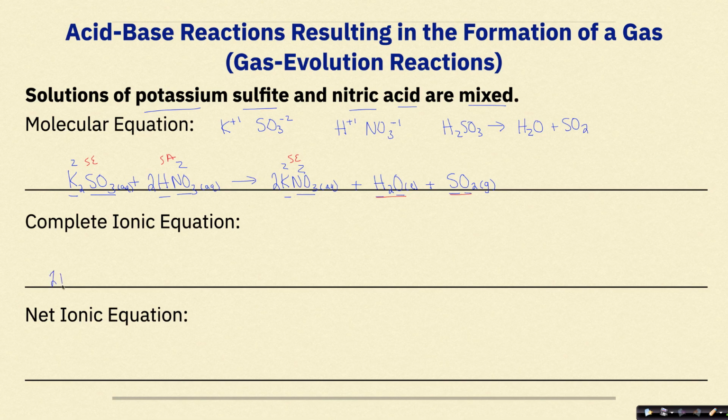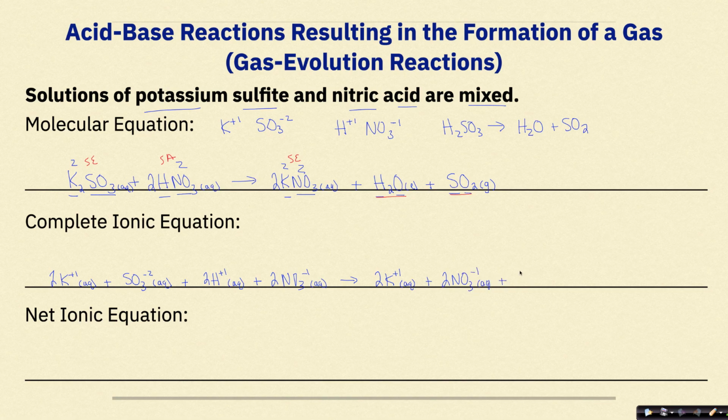So 2K plus 1, that's coming from our subscripted 2 above, AQ, plus SO3 minus 2, AQ, plus nitric acid is a strong acid, so that's going to fully ionize, 2H plus 1, AQ, plus 2NO3 minus 1, another AQ, yields 2K plus 1, AQ, plus 2NO3 minus 1, another AQ.